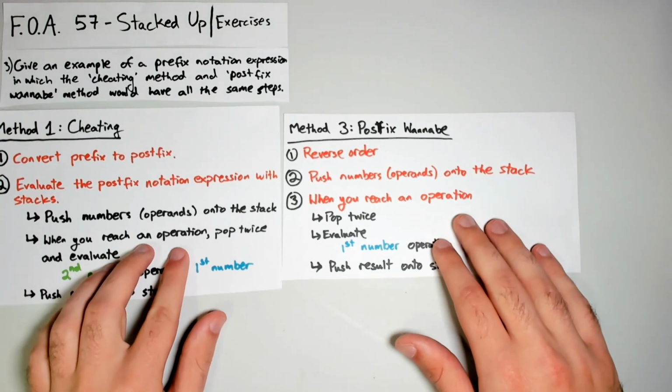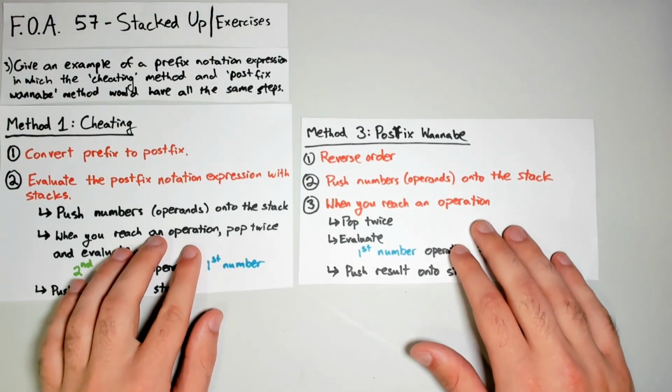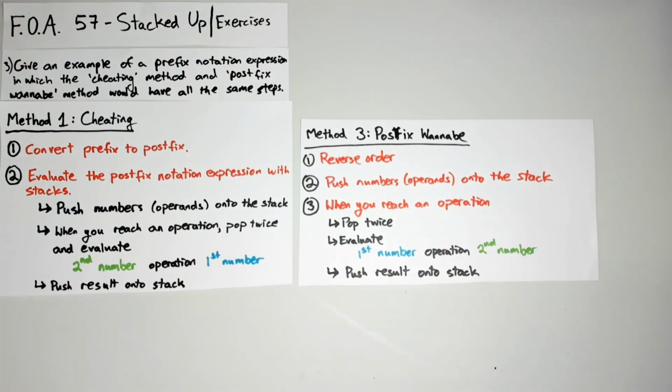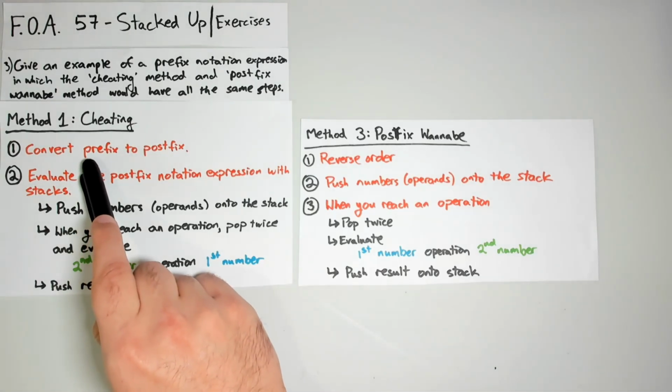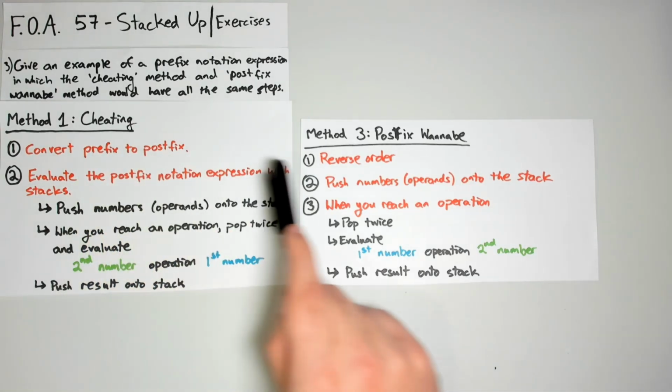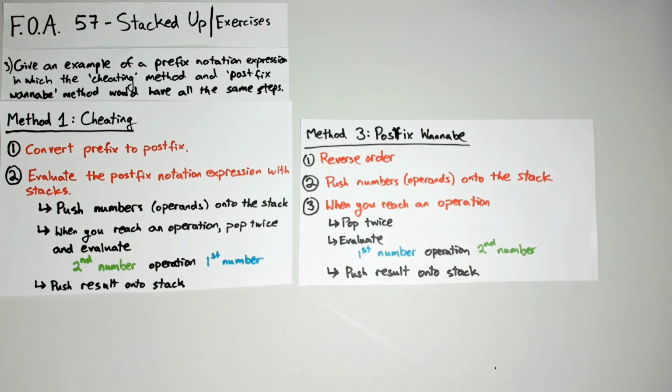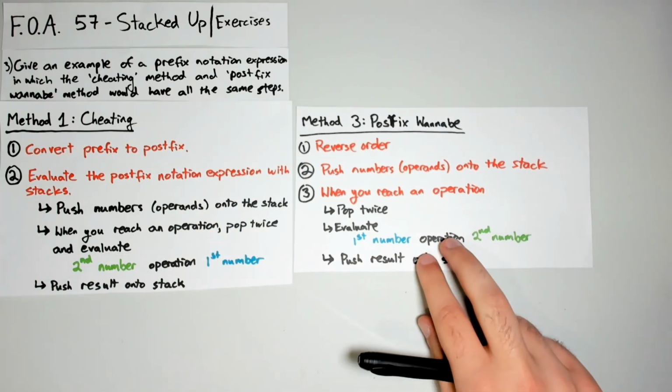So let's do a quick side-by-side comparison of these 2 methods to see what we need. First of all, the first step, we convert from prefix to postfix in the cheating method, and in the postfix wannabe method, we reverse the order. So the first thing we need to have is to make sure that this first step of converting from prefix to postfix and reversing the expression order are the same. In a lot of cases, it's not the same, but there might be specific examples where these are the same thing. So try and think about what that would look like.